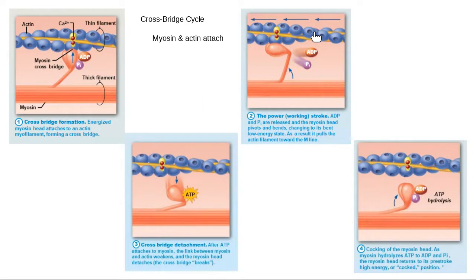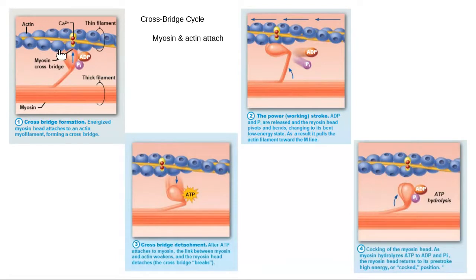Several important things happen in the cross-bridge cycle. First thing that happens is myosin and actin attach to each other. If the myosin binding sites, so these circles here on my blueberries, if these myosin binding sites on actin are available, myosin will always go up and attach to it. It's just the way that things work in the body. If this spot is open, myosin is going to attach to it.